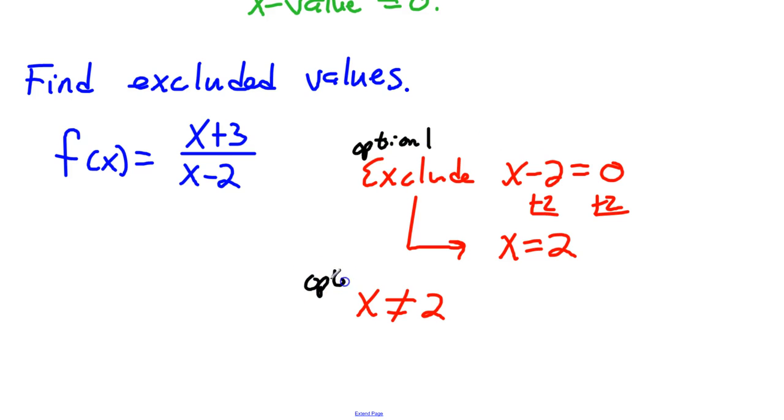Here's the second option. Because they may say, all right, you've got to exclude x equals 2, which is the same thing as saying you can use any number in the world you want to use, you just cannot use 2. And then the third option is where they're going to use interval notation again.